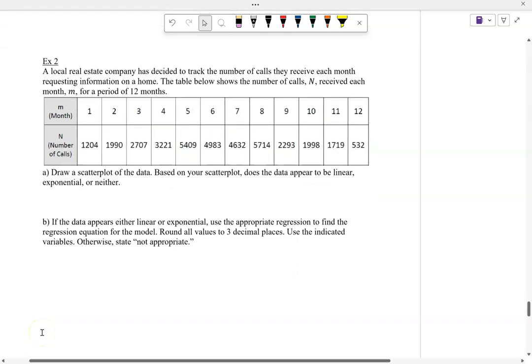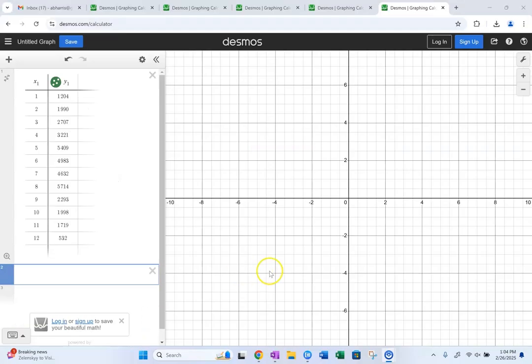Now this time we've got a real estate company. They're tracking the number of calls they receive each month requesting information on homes. So like in the first month they had 1,204 calls and so on, right? So let's go ahead and put it into a scatter plot, take a look at it, see if it looks like it's following a line or exponential. I'm going to go ahead and pause it while I enter the data into decimals. All right, so I entered all my data.